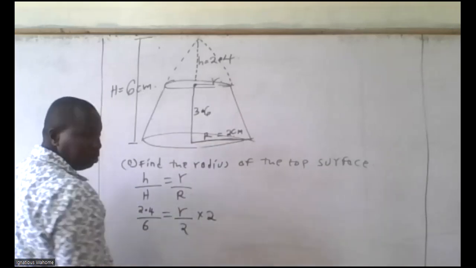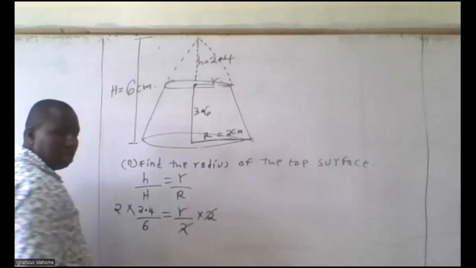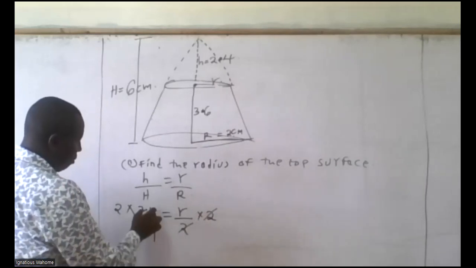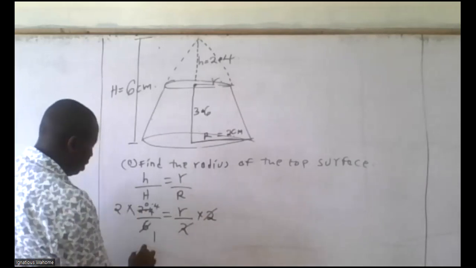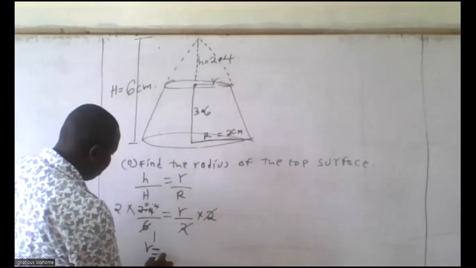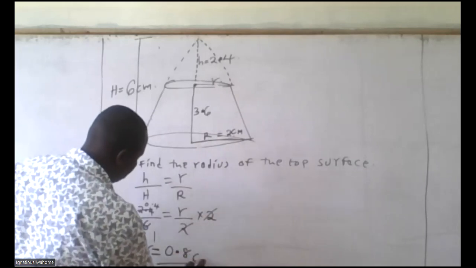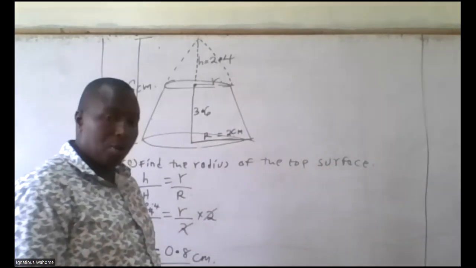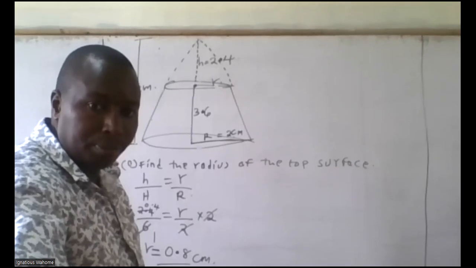Multiply both sides by 2, and cancel. Then 2.4 divided by 6 is 0.4. 0.4 times 2 is 0.8. The radius of the small cone must be 0.8 centimeters.